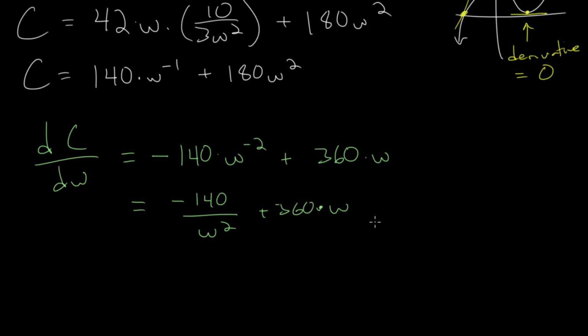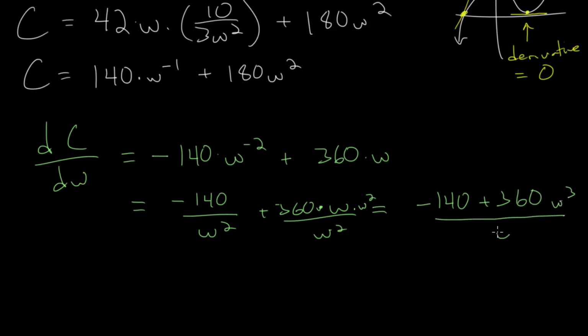And we can even combine this all into one fraction. If we multiply the top and bottom here of this term by w squared, then we get minus 140 plus 360 w cubed all over w squared. And again, we're going to set this equal to 0 so that we can find these critical points. And we can see that in this equation, w cannot be 0.